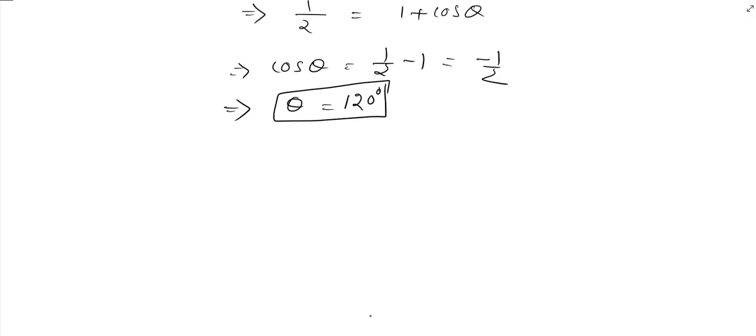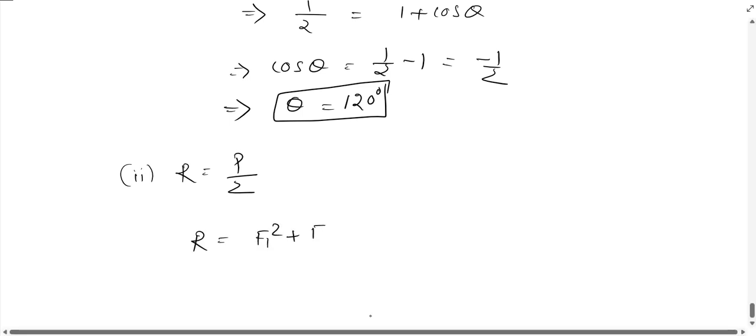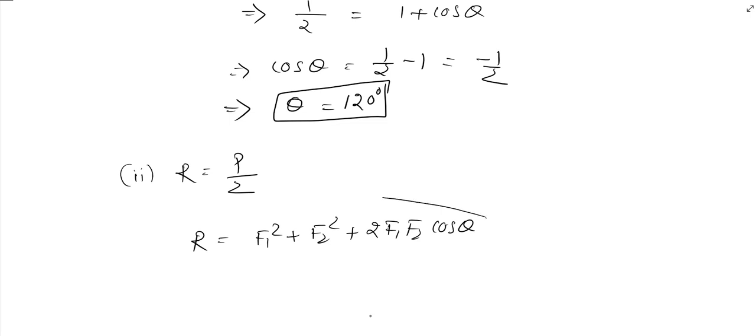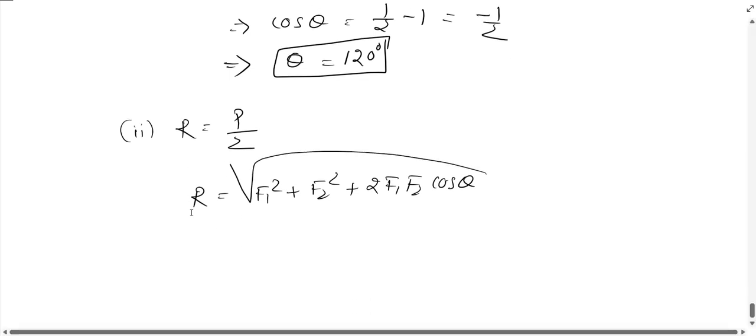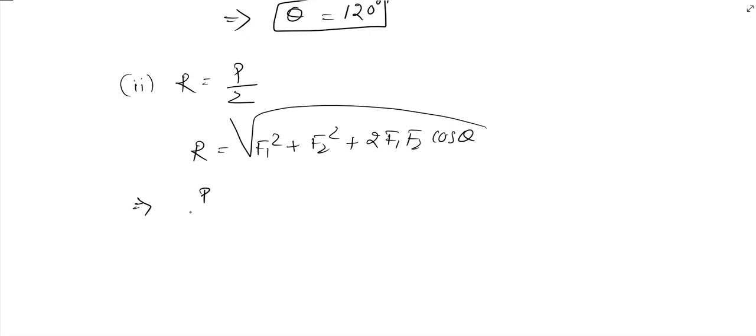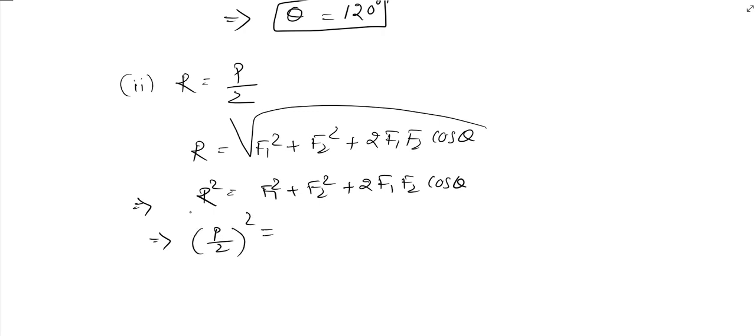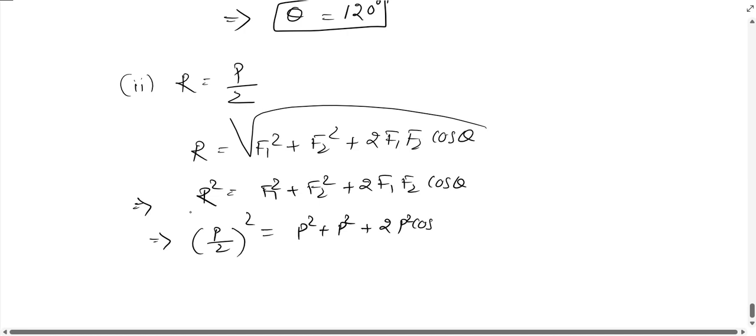Then second bit, resultant is P by 2. Let's put the same formula. R equal to root over F1 square plus F2 square plus 2 F1 F2 cos theta. That means R square equal to F1 square plus F2 square plus 2 F1 F2 cos theta. R square equal to (P by 2) square equal to P square plus P square plus 2P square cos theta.